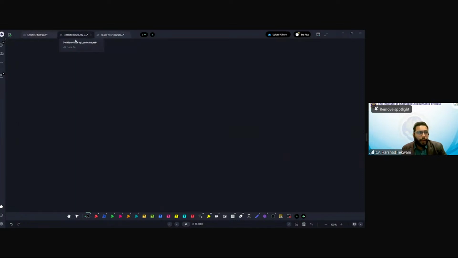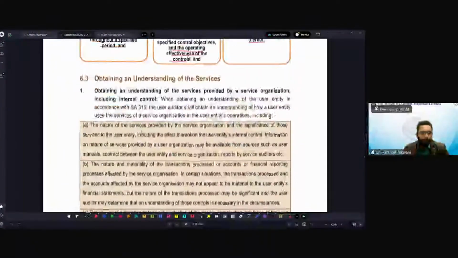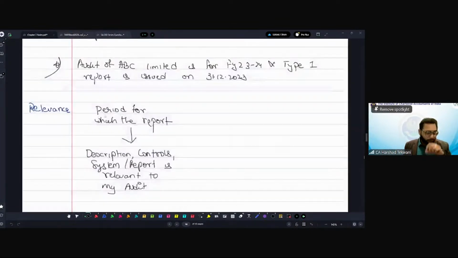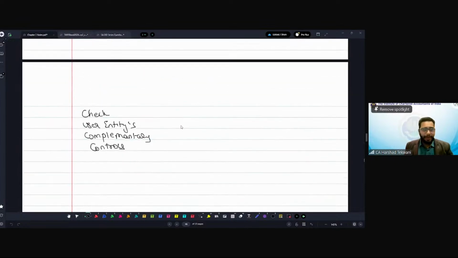So I'll come to the module. I'll explain, Hemant, with an example, user entities, complementary control. If I have to give an example, let's say payroll calculation is performed by XYZ Private Limited, my mistake.